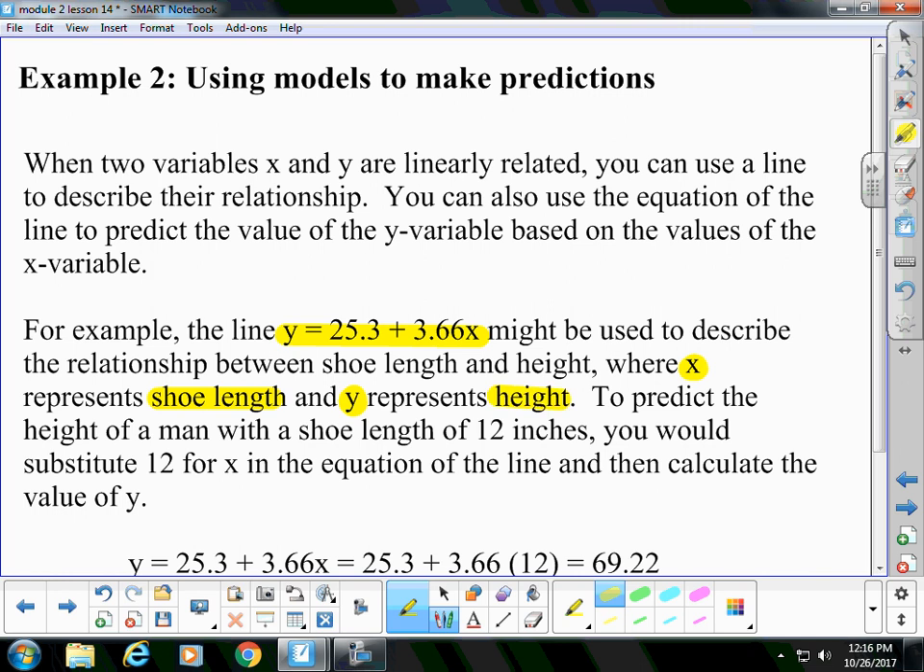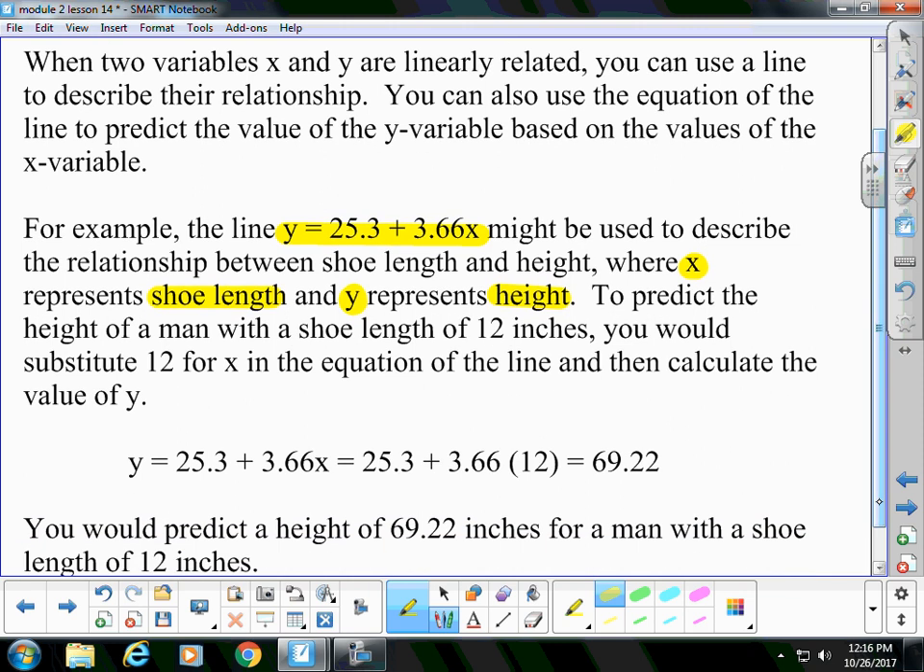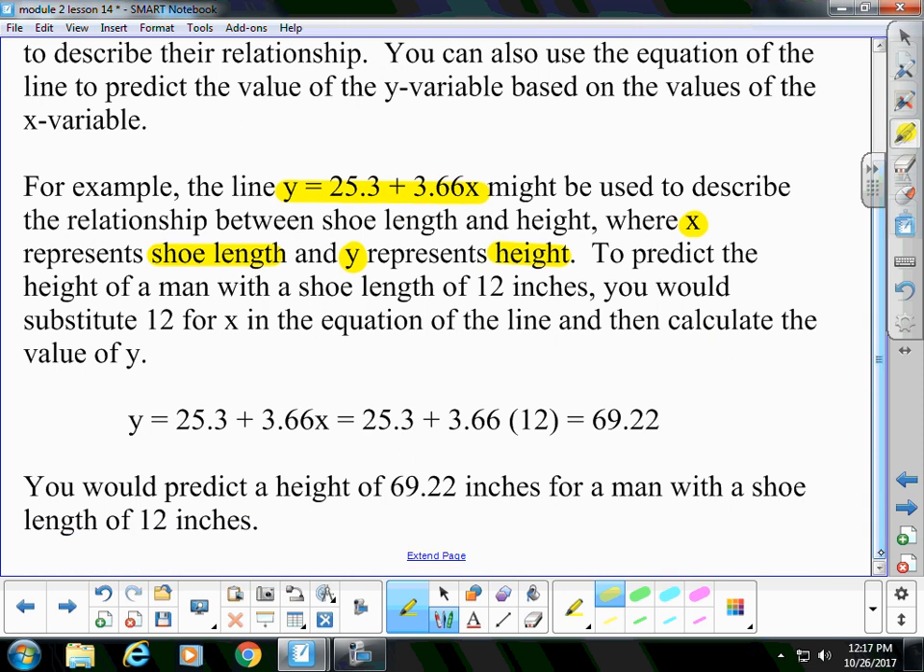To predict the height of a man with a shoe length of 12 inches, you would substitute 12 for x in the equation of the line and then calculate the y value. They did that for us right here. So for a man with a shoe size of 12, we're predicting that he's going to come out to be 69 inches tall. Right, that's what that was saying.